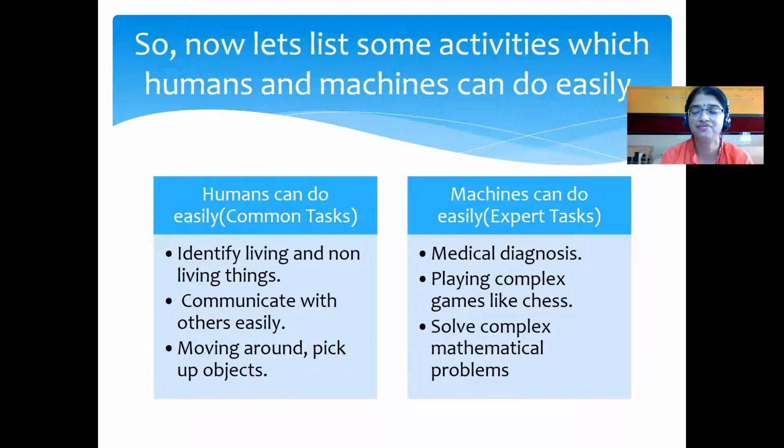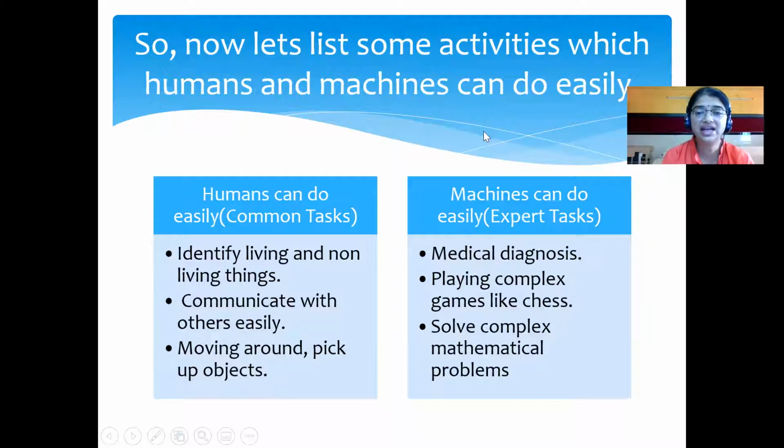Suppose I'm feeling thirsty and I want to drink water. What do I do? I just pick up a bottle and drink it. That's all. It is so easy for me. Now, on the other side, which are the tasks which machines can do very easily? And what are those tasks called? They're called expert tasks, like medical diagnosis, playing complex games like chess, and solving complex mathematical problems.